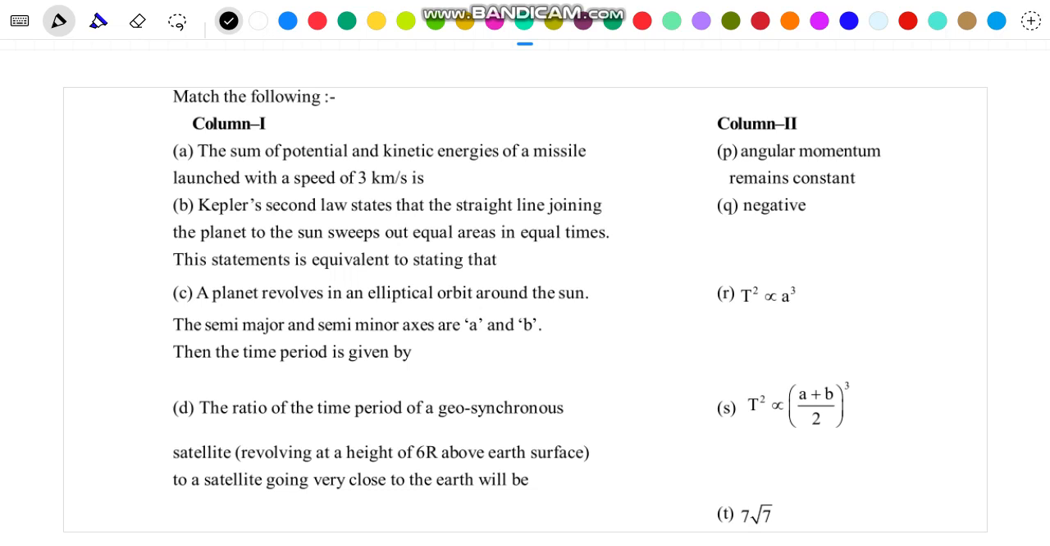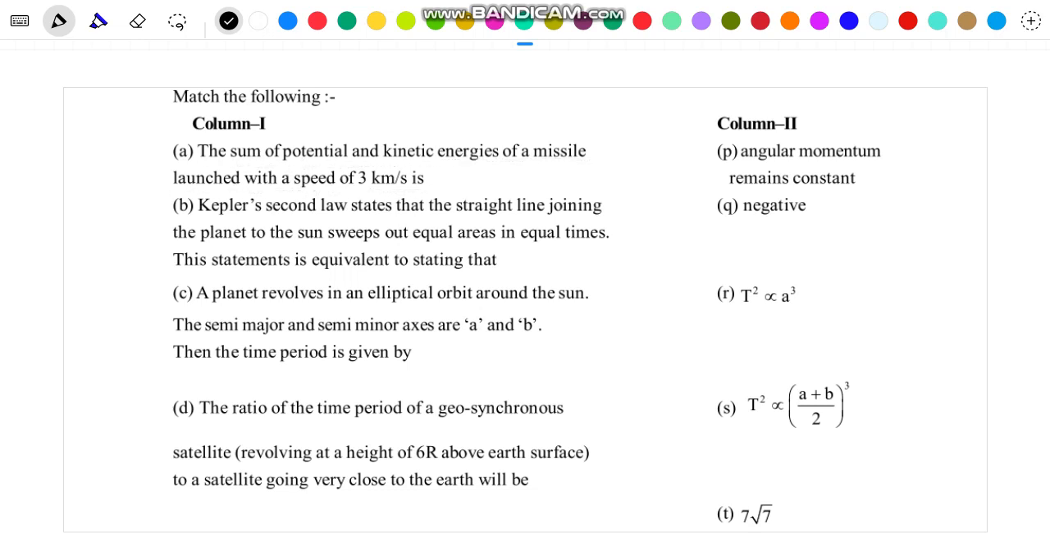Hello students, in this video we will discuss a problem based on gravitation. So we have to match the following column. Let us start with option A. The sum of potential and kinetic energies of a missile launched with a speed of 3 km per second is.